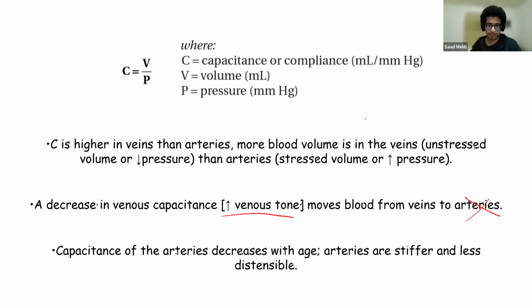The capacitance or the compliance of our arteries decreases with age. As we get older, the arteries get more stiff. Remember how the aorta distends when it gets blood and then it recoils back? As we get older, the distending of the aorta gets decreased because the compliance of the arteries gets lower with age. This isn't too important to know, but it was written on the slides.